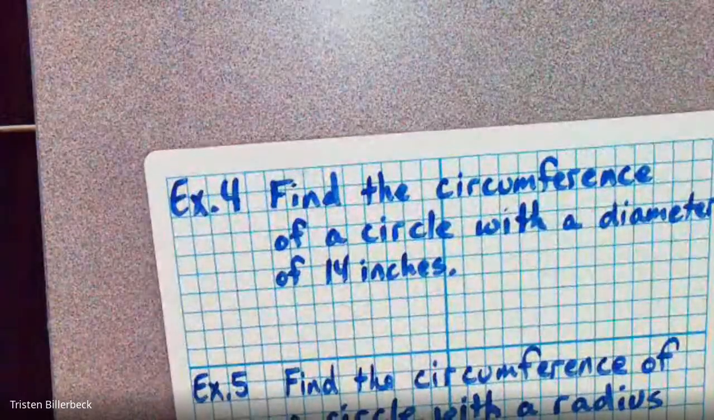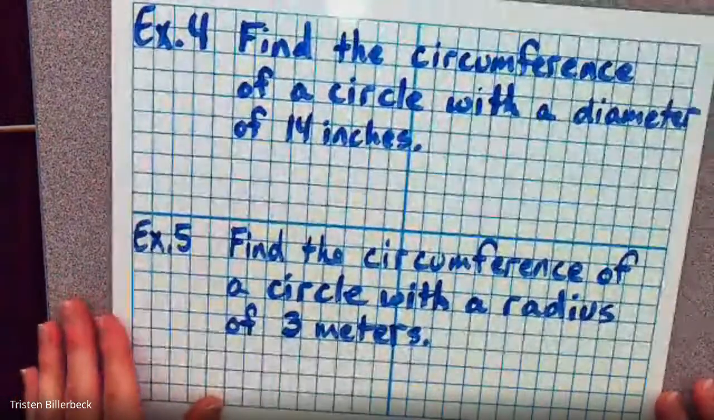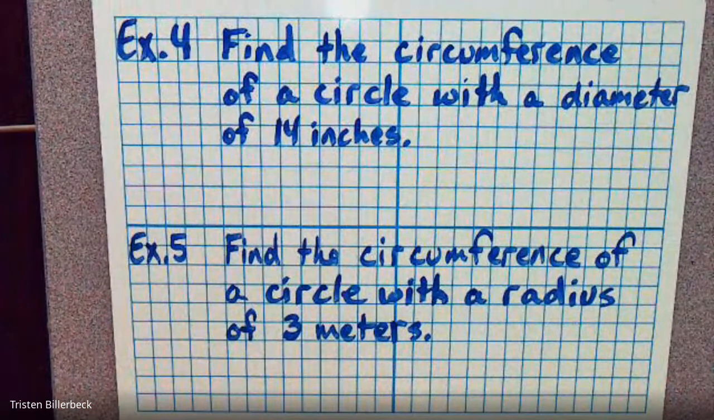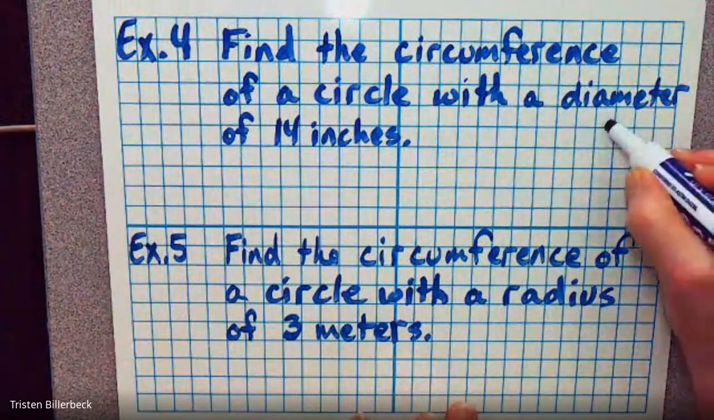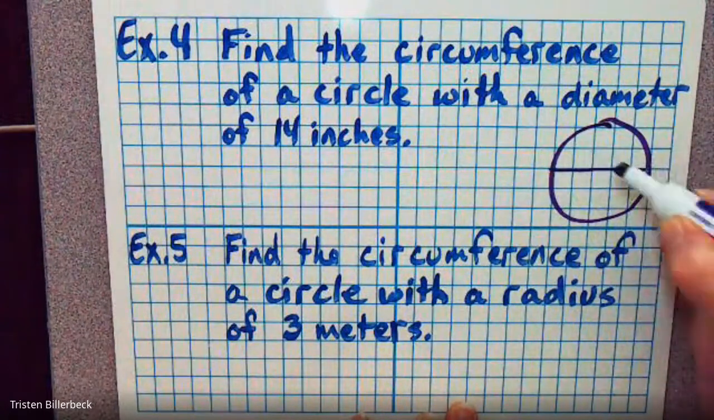All right, let's look at some circles. The name for perimeter for circles is circumference. It's still like a perimeter, but it's just a curved perimeter. So the circumference of a circle with a diameter of 14 inches. So we draw that out. We have a diameter of 14 inches.